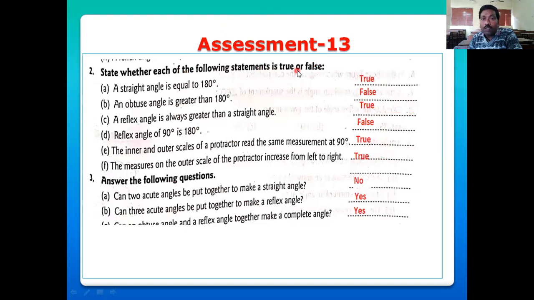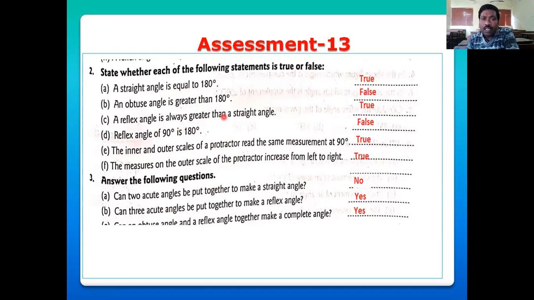State whether each of the following statements is true or false. A straight angle is equal to 180 degrees. Yes, this is true. An obtuse angle is greater than 180 degrees. This is false. So all the questions are based on the information type.